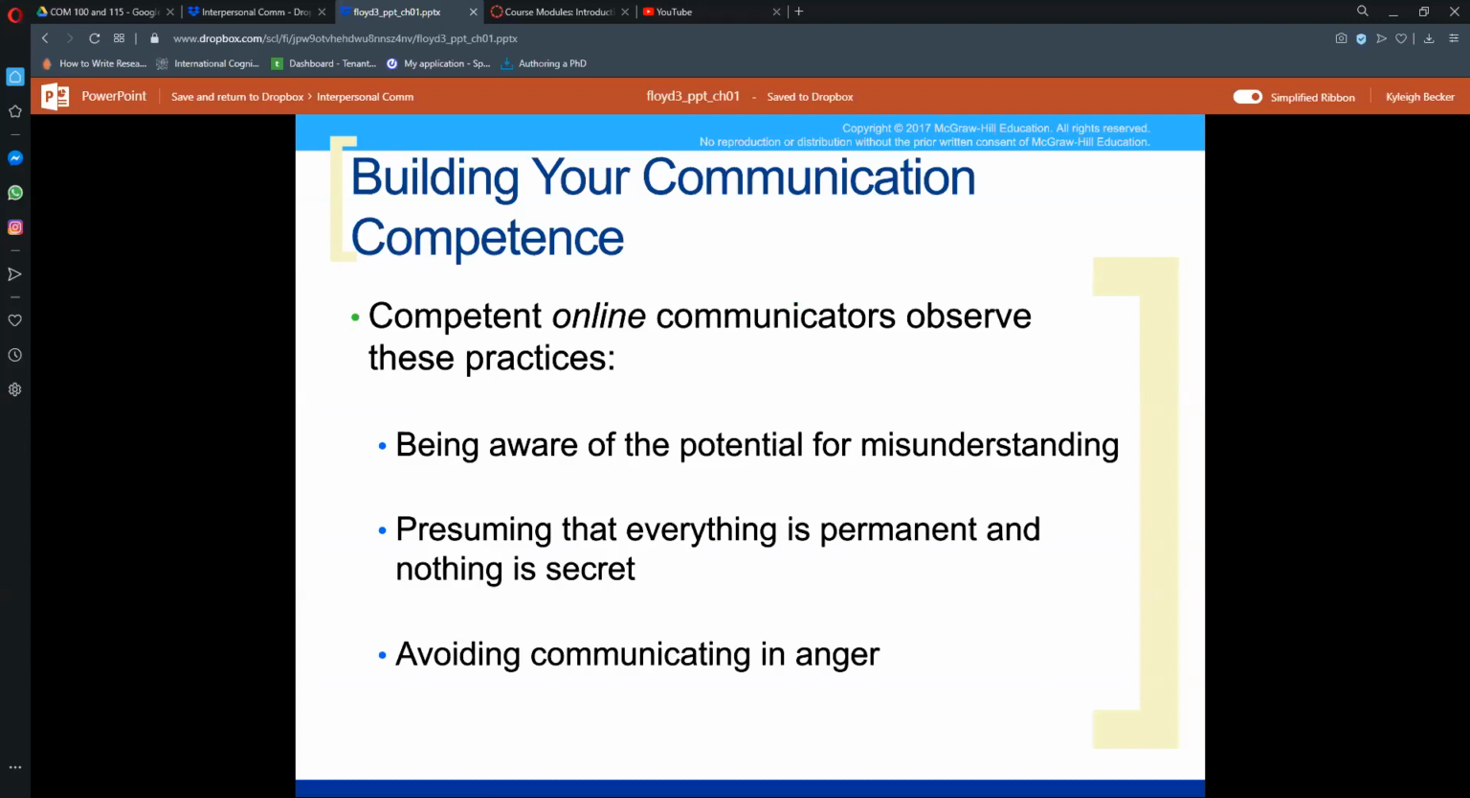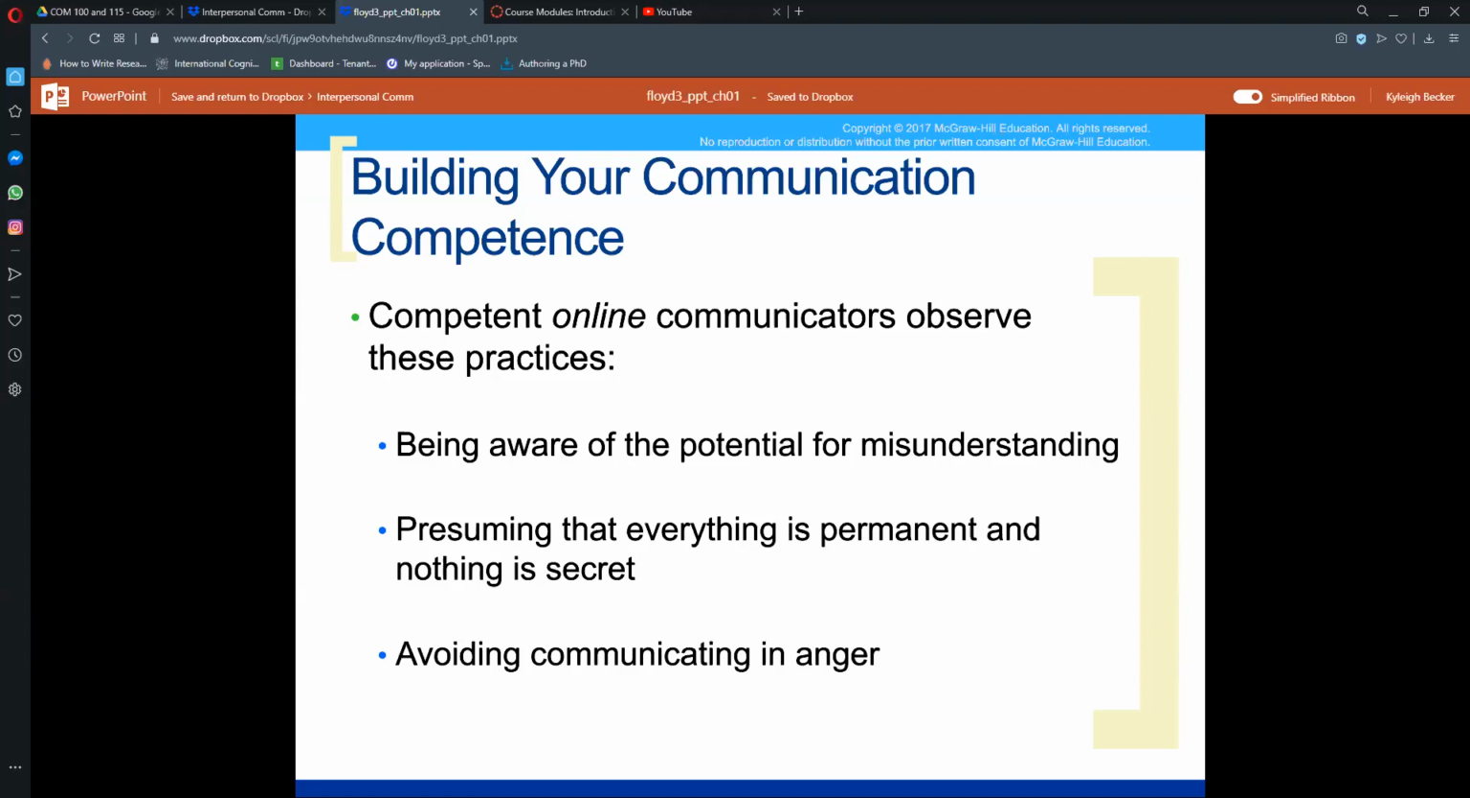Then, particularly for online, which we've been seeing more of, particularly this year, go 2020, competent online communicators do these things. They are aware of the potential for misunderstanding. Maybe someone isn't aware that you were being sarcastic. So how do you show that you're being sarcastic? On the internet, typically you do \s to show sarcasm.